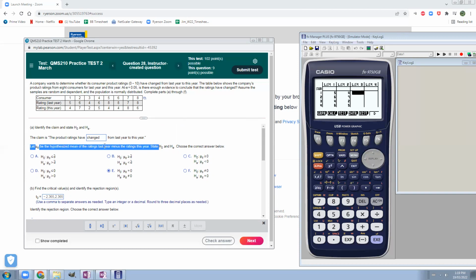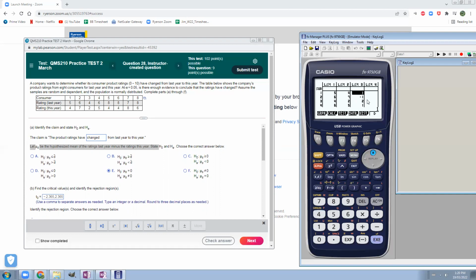The ratings last year minus the ratings this year. So last year minus this year, list 1 minus list 2. That's the order we're doing it. So always check the question carefully. It almost always will tell you which way to do the subtraction. So 5 minus 4 is 1. 6 minus 7 is negative 1. 4 minus 2 is 2. 6 minus 5 is 1. 8 minus 4 is 4. 8 minus 4 is 4. 7 minus 8 is negative 1. And 8 minus 6 is 2.